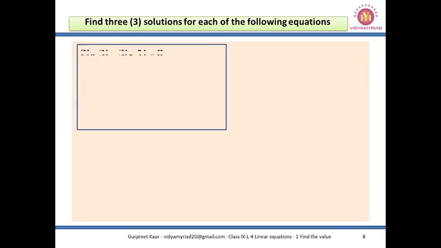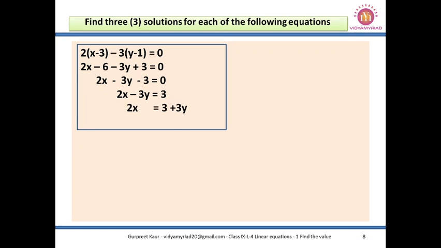Another example, let's do it. Now you have an equation like this in bracket form. The first step is to open the brackets, and you have to do it in the same way like we were doing in the earlier cases. Try to keep one variable on one side. So you are getting x is equal to 3 plus 3y upon 2.